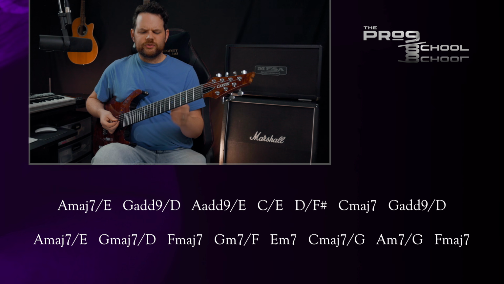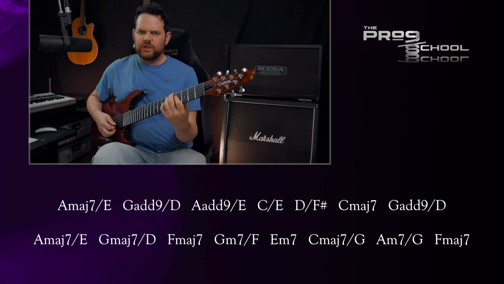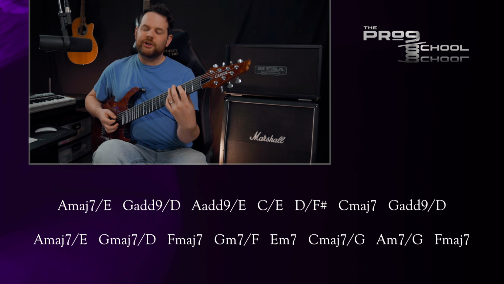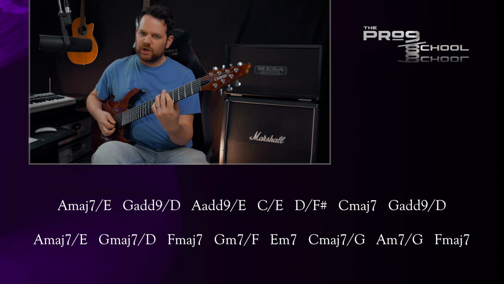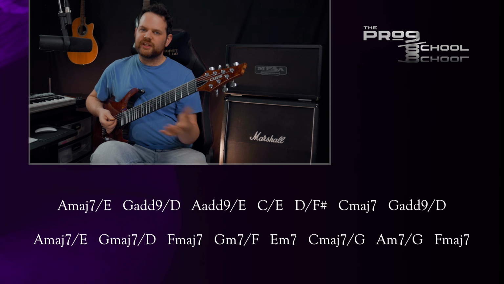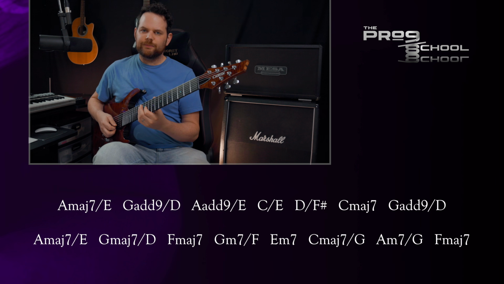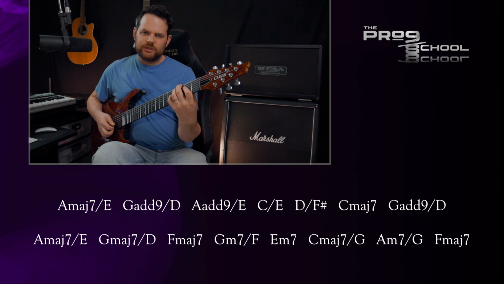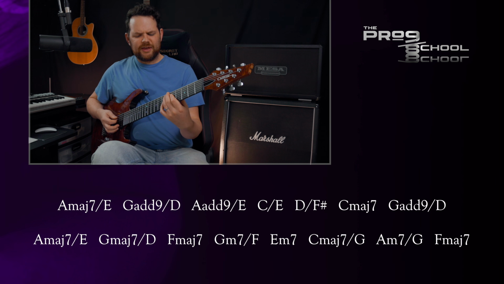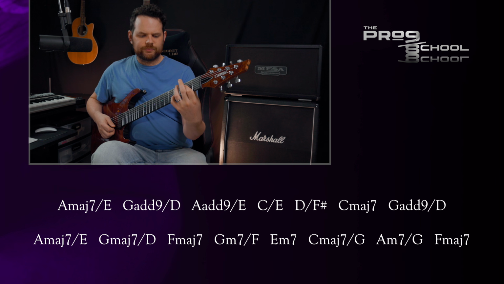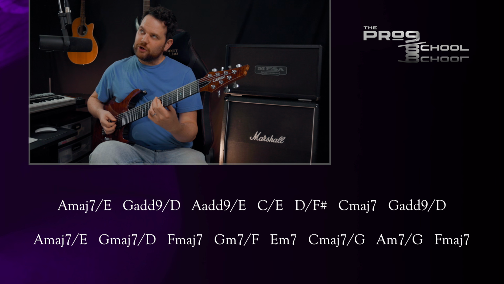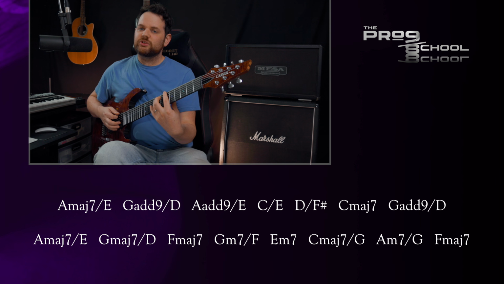So the whole chorus goes A major 7 over E, G add 9 over D, A add 9 over E, C over E, D over F sharp, C major 7, G add 9 over D, and then in the second half we have A major 7 over E, G major 7 over D, F major 7, the G minor 7 over F, then E minor 7, C major 7 over G, A minor 7 over G, and then F major 7.